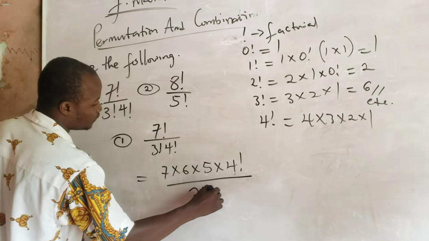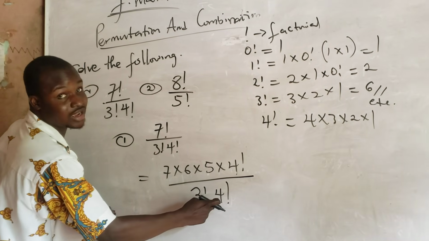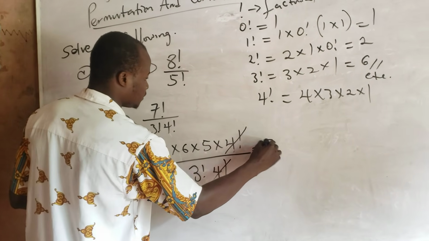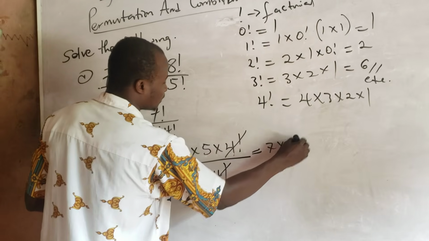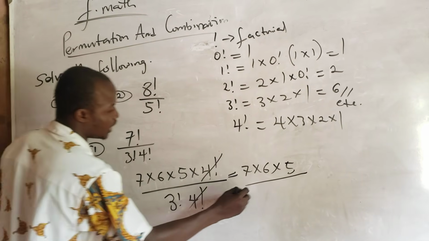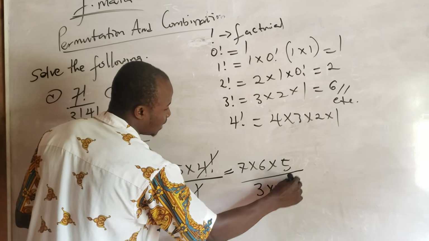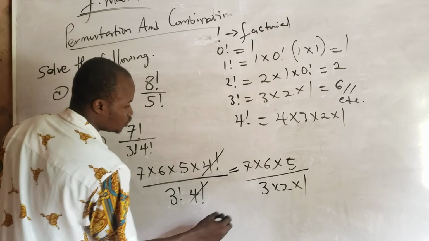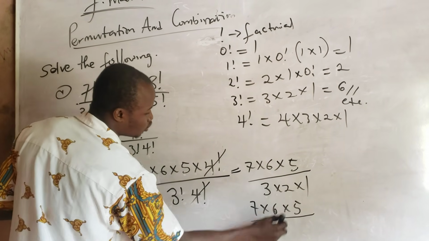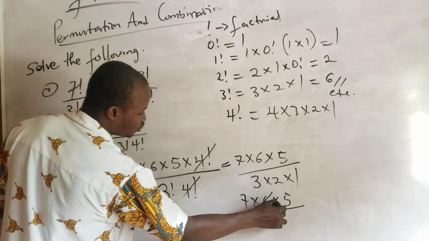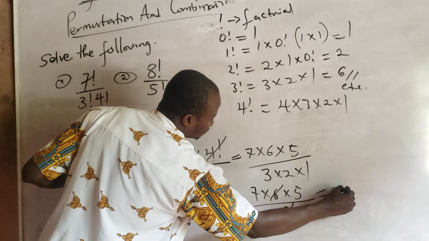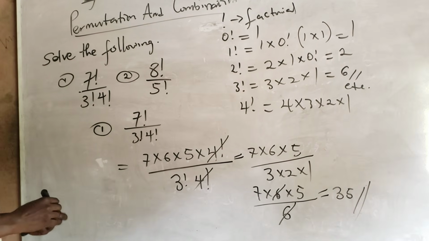Over 3 factorial times 4 factorial, so that this and this can cancel each other. If this cancels this, then we are left with 7 times 6 times 5 over 3 factorial. 3 factorial is 3 times 2 times 1. So 7 times 6 times 5 over 3 times 2 times 1: 6 cancels 6, so 7 times 5 is 35. That's the answer.